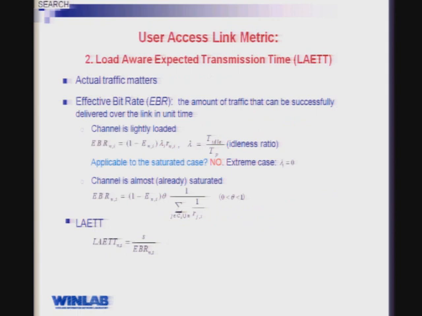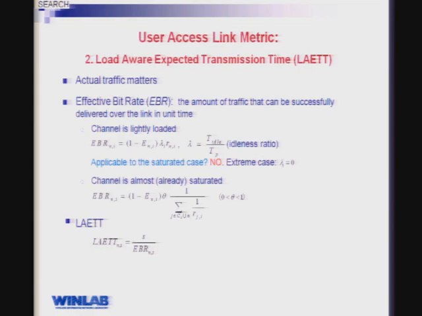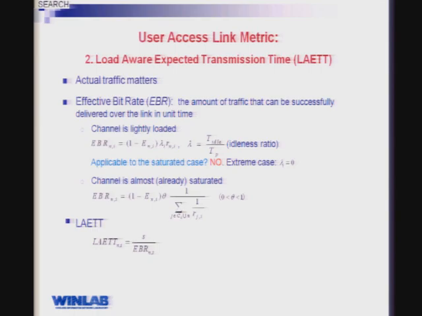Yeah. And the problem with CAT is it doesn't incorporate the actual traffic in the metric. So to account for this, we define another access link metric called load-aware expected transmission time. So the LETT is dependent on the calculation of effective bit rate. So EBR is defined as the amount of traffic that can be successfully delivered of the link in unit time.